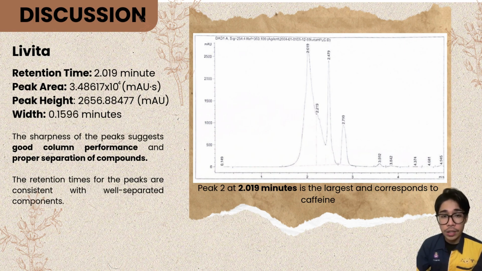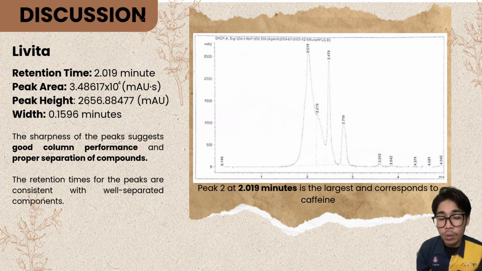So let's discuss the caffeine analysis in the Levita sample, focusing on its chromatographic data. The chromatogram showcases the caffeine content in Levita and highlights the efficiency of the analysis process. The retention time for caffeine is 2.019 minutes, corresponding to the largest peak in the chromatogram. The peak area is 3.48617 times 10 to the power 4, indicating a significant quantity of caffeine in the sample. The peak height is 2,656, confirming its prominence in the analysis.